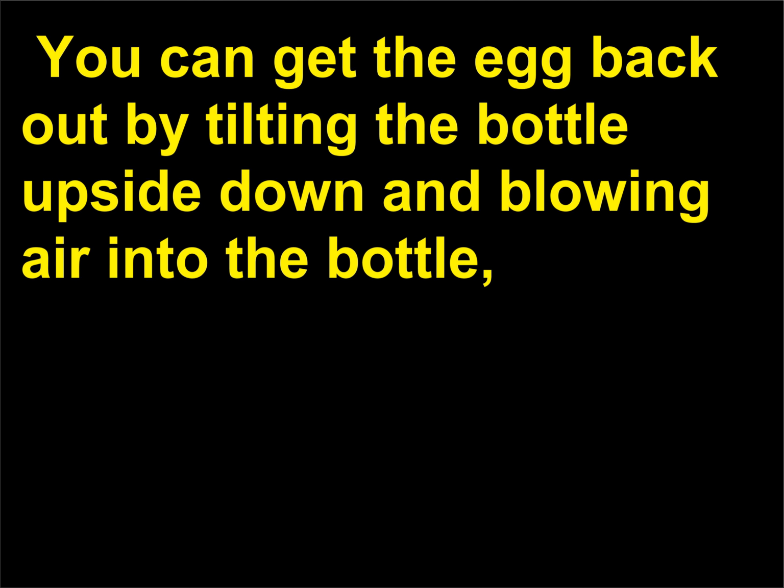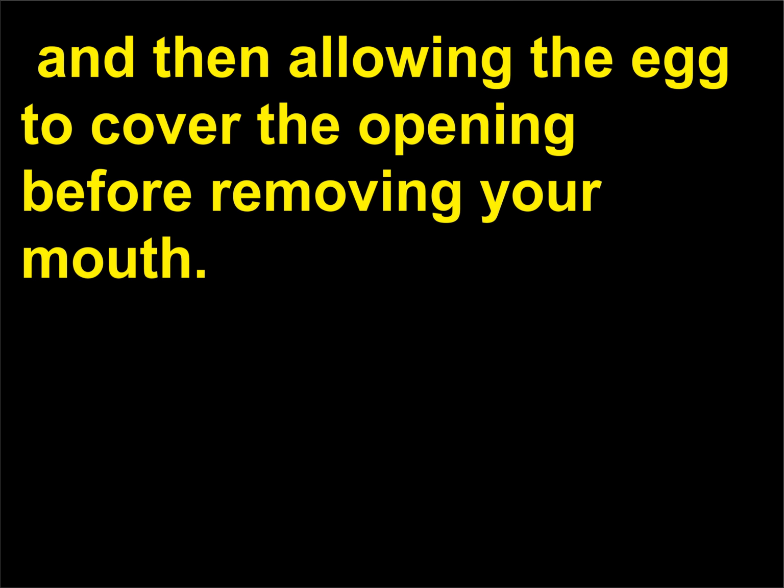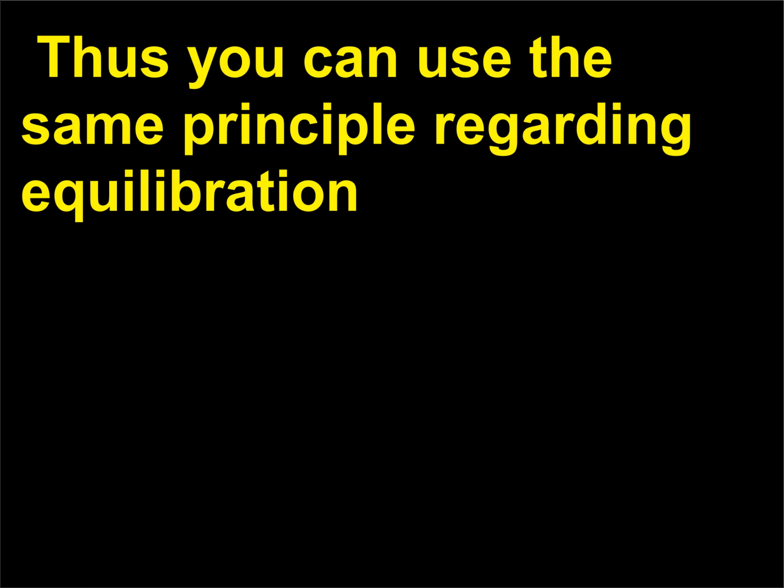You can get the egg back out by tilting the bottle upside down and blowing air into the bottle, and then allowing the egg to cover the opening before removing your mouth. Thus you can use the same principle regarding equilibration between high and low pressures to force the egg out.